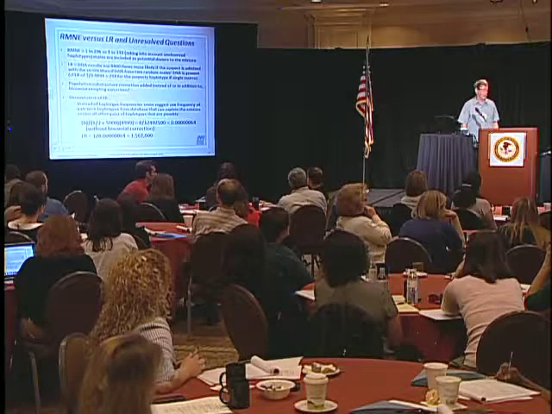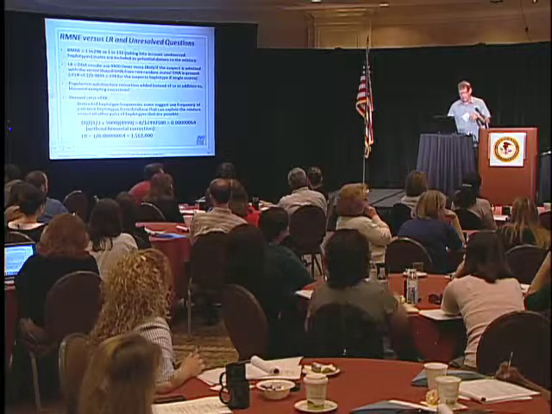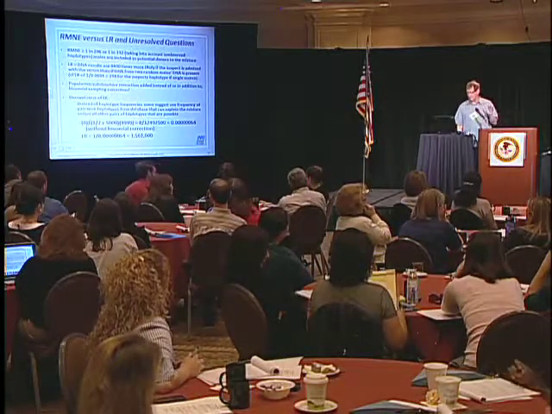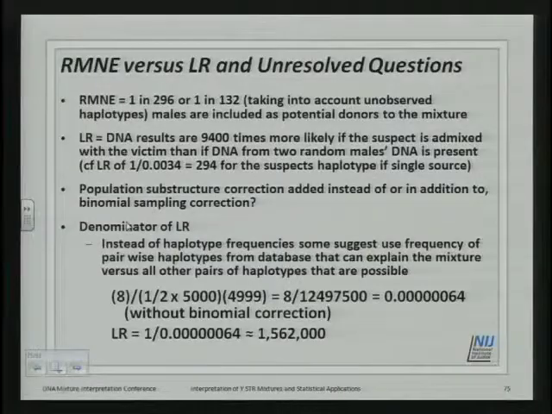Some individuals have suggested that instead of haplotype frequency in the denominator of a likelihood ratio, you use the frequency of pairwise haplotypes from the database that can explain the mixture. So if you take all pairwise comparisons in a database of n, you could list them out and see how many of these pairwise comparisons could explain the evidence.